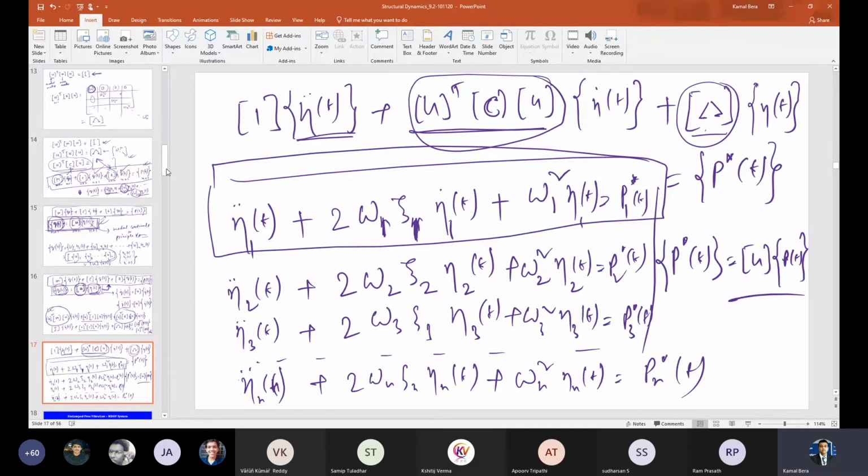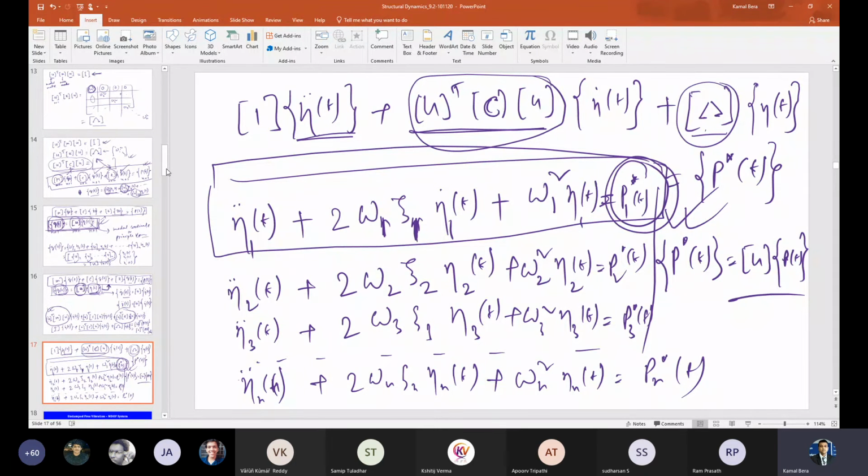Eta 1 is not dependent on eta 2 or eta 3 or any other, and vice versa, right? So we can very easily solve. You know how to solve it, right? Single degree of freedom system, damped forced vibration. If this P1 star t is very simple, like harmonic type, we can get the closed form solution. If it is not a closed form solution, then what generic approach will we use? Duhamel integral. Here is the Duhamel integral, right? So now you got it, right? You can solve each equation independently.